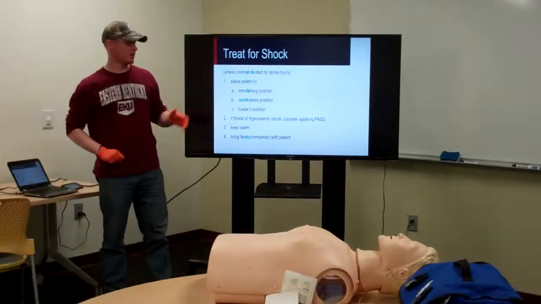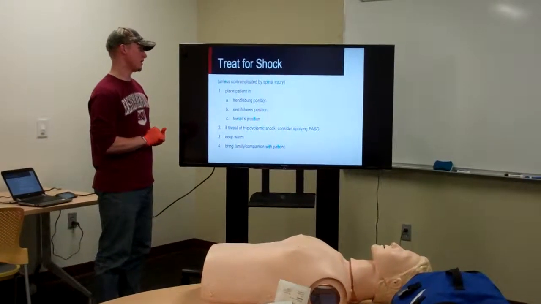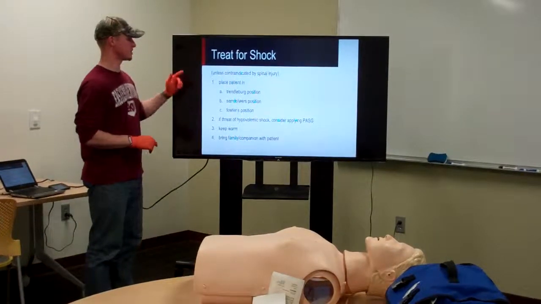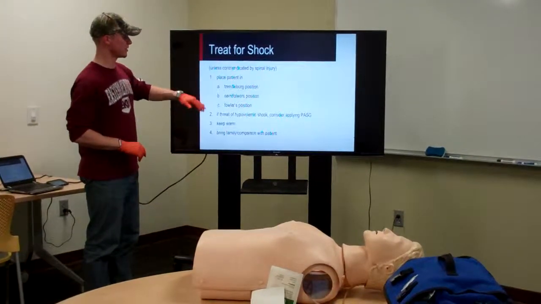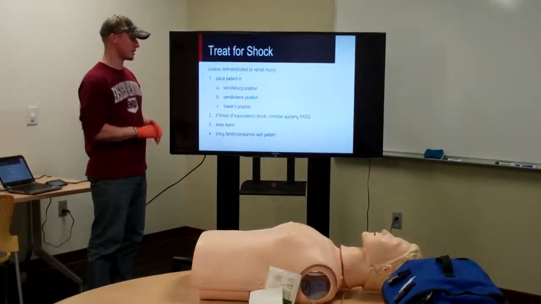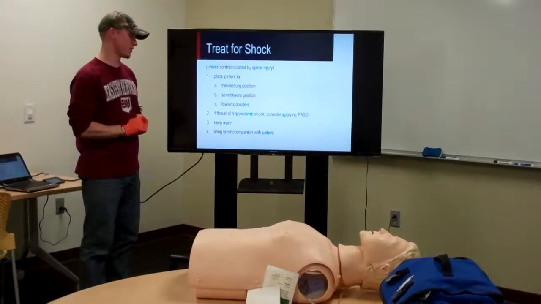Okay. Lastly, in the traumatic patient, treat for shock. Unless contraindicated by a spinal injury, you don't want to move the patient. So we're going to place the patient in one of these 3, Trendelenburg, semi-Fowler's, or the Fowler's position to help treat for shock. If threat of hypovolemic shock, you want to consider applying a pneumatic anti-shock garment for them.